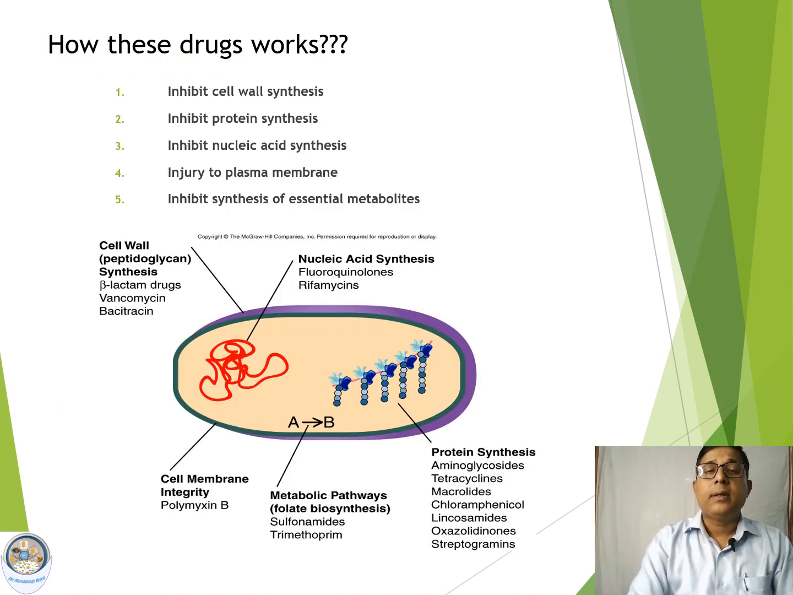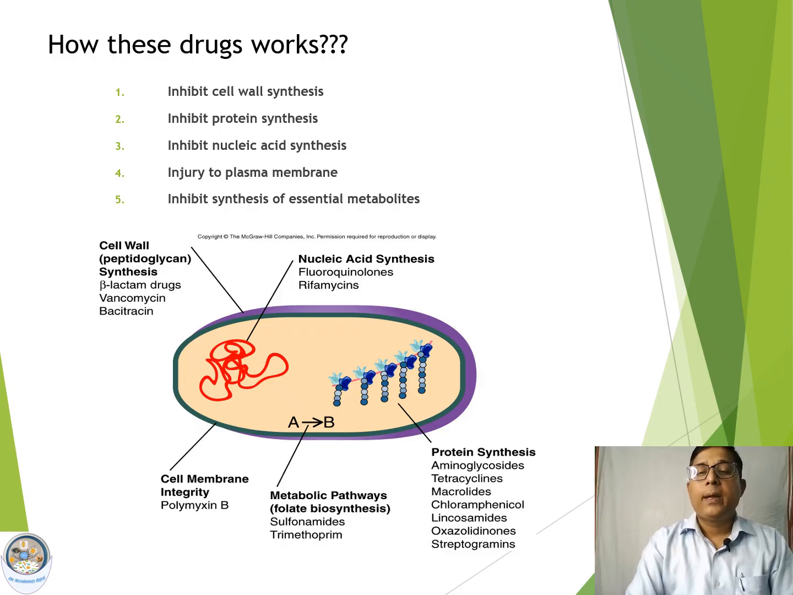Now, how do they work? There are specific methods by which antibiotics work. First is to inhibit the cell wall synthesis in bacteria. Then they may inhibit the protein synthesis. They may inhibit the nucleic acid synthesis. They can cause injury to the plasma membrane, or they may inhibit the synthesis of essential metabolites. These are some of the pathways through which antibiotics work to kill or inhibit the growth of bacteria.